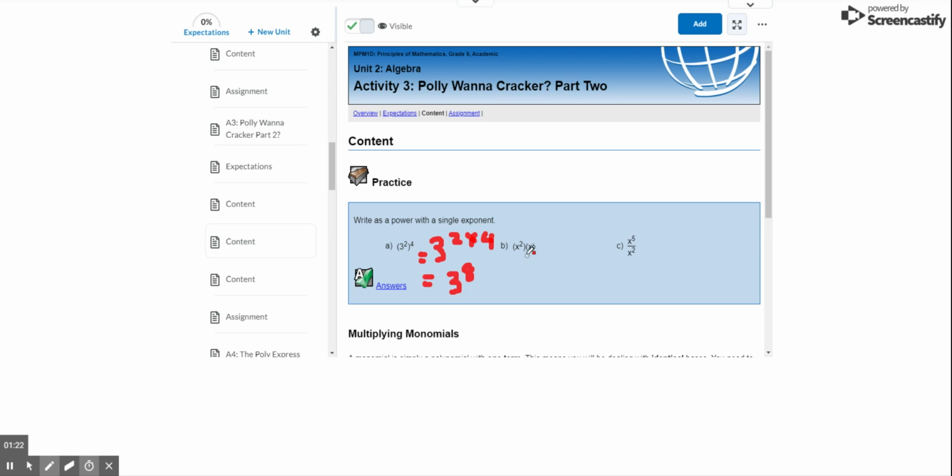For this one, we're multiplying powers with the same base, x and the x. Most of the time we don't write the multiplication sign between them because you might mix up your x with a multiplication sign. If there's no exponent on it, the exponent is 1, because anything raised to the exponent 1 doesn't change it. So x to the 1 is still x. So what we're doing is we're adding the exponents. 2 plus 1 gives us 3.